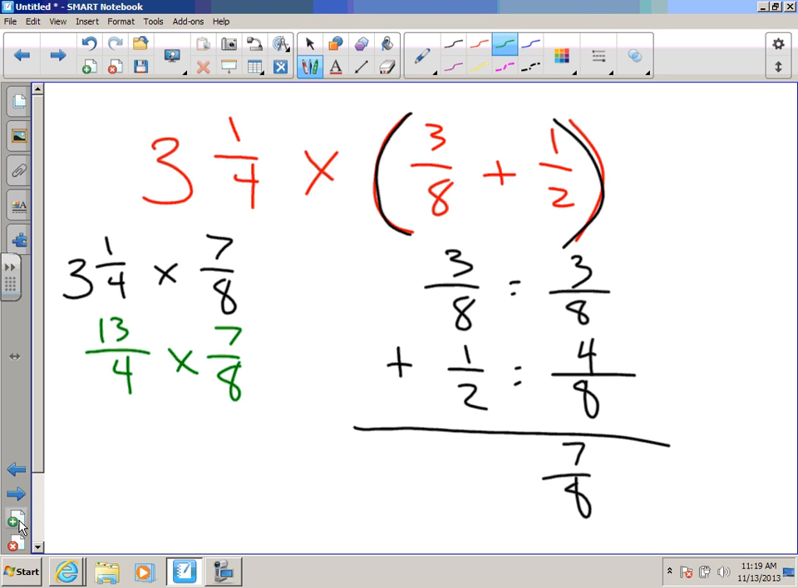Are we flipping anything? No. No, because I'm just multiplying. You only flip when you divide. So 13 and 8, 4 and 7. No. So we're not too lucky here. 13 times 7 is 91. 4 times 8, 32. Okay, now what?